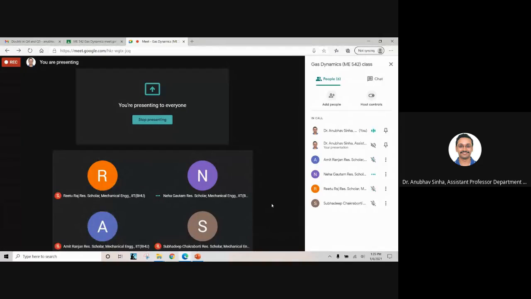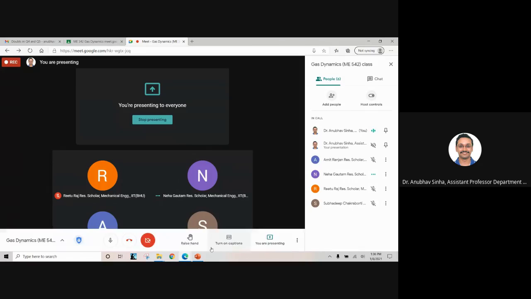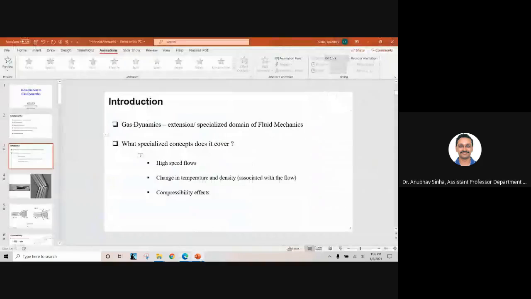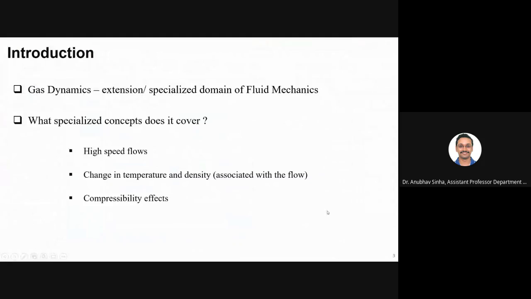So my question is that we have a flow or any object moving at 100 meters per second. Is that speed high or is that speed low? Anything? It is not an exam. I want you to discuss. We will decide it on the basis of Mach number. Correct. So it is relative.